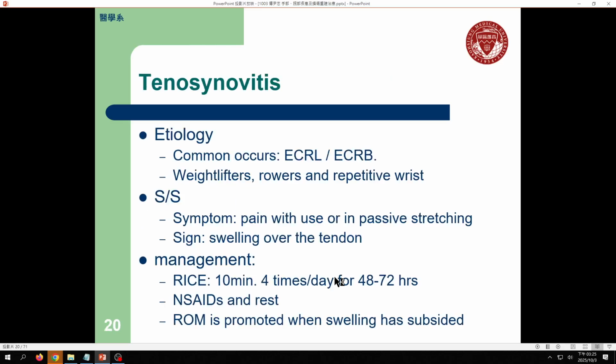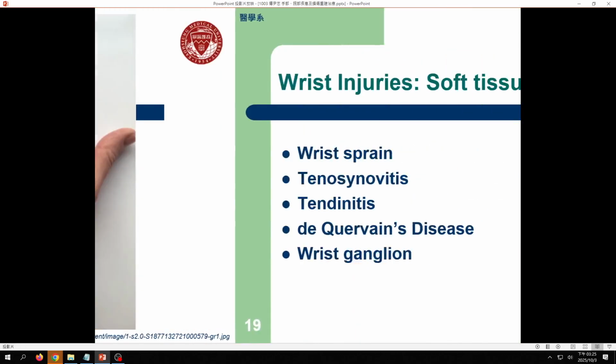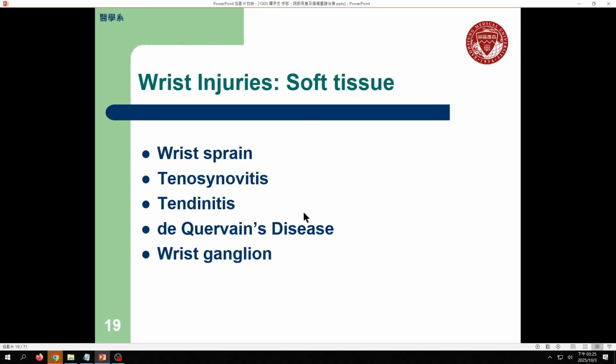Soft tissue. Around the wrist, and not only the wrist, even the ankle or elbow, it's the same. The wrist soft tissue gets a sprain or twisting, which causes soft tissue strain. Then it causes tendinopathy, right? It causes inflammation changes, or just tendinitis.